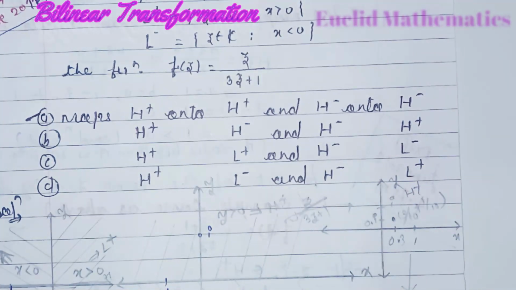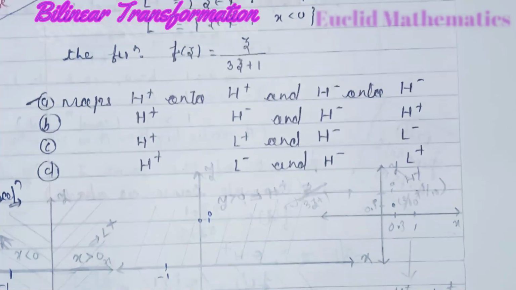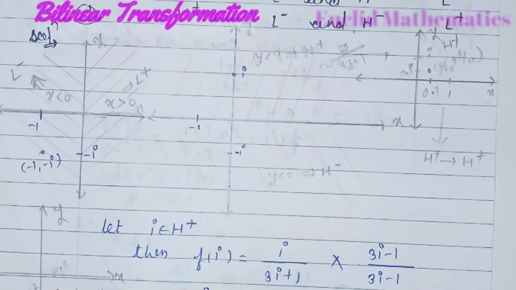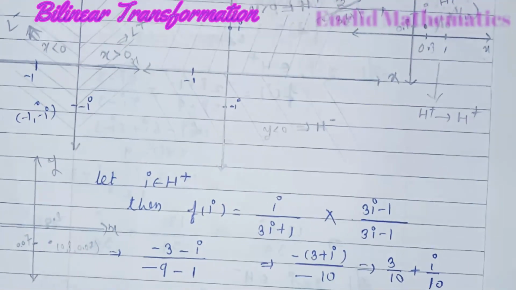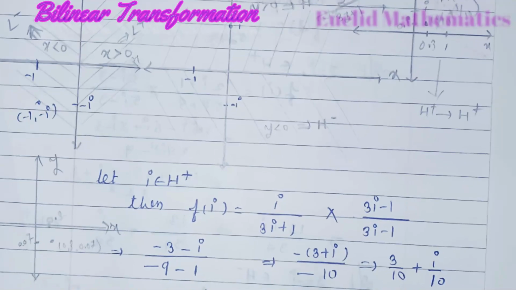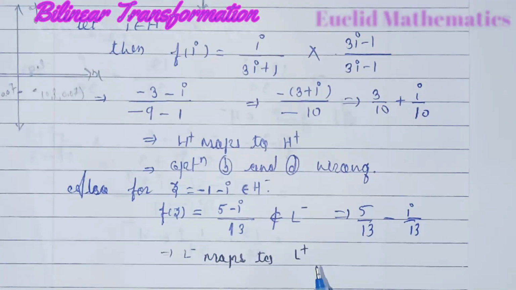So for finding these values you have to consider the value from their quadrant. Upper half plane means you have to consider a value from the upper side of the half plane. H minus means you have to consider a value from the lower half plane. Put it into f of z and just figure out where the image of that point goes. L minus to L plus: you can see that the negative x-axis goes to the positive x-axis. I hope you all have understood this way of finding the images of functions.